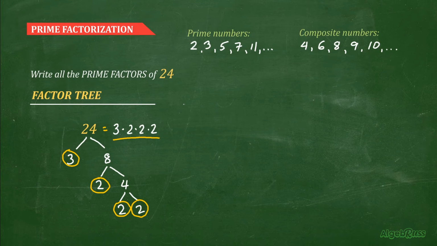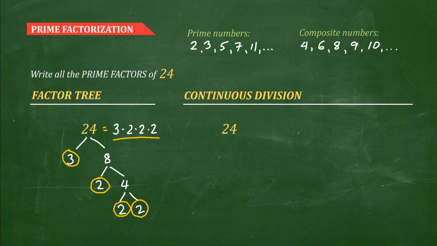Another method is called continuous division. Let's do this by drawing 2 columns like so, and putting 24 here. Let's think of a prime number that exactly divides 24. Since we have a list here on top, let me use it as a guide. It's best to start checking the divisibility from the smallest prime, which is 2. We know 24 is divisible by 2, so write 2 here. Dividing 24 by 2, it's 12.